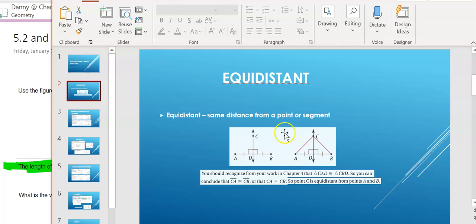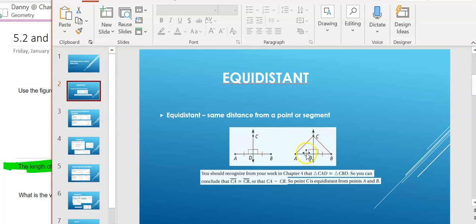One of the things we're looking at here is this word you might see a lot, equidistant. This is just talking about an equal distance between things. So in this example, CA and CB are equidistant. C is equidistant between A and B, so those have equal or congruent lengths.